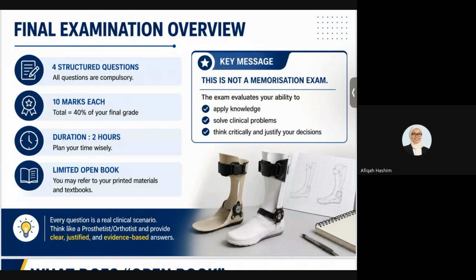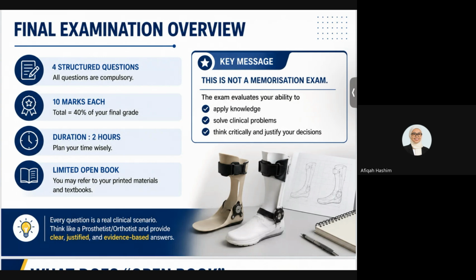All right. I would like you to highlight the key message on the right side of the slide. Okay. This is not a memorization exam. I'm not interested in seeing whether you can copy from the textbook or from our orthotic notes. No need to write what an AFO is. No need. All right. Instead, I want to see whether you can apply your knowledge to solve clinical problems.